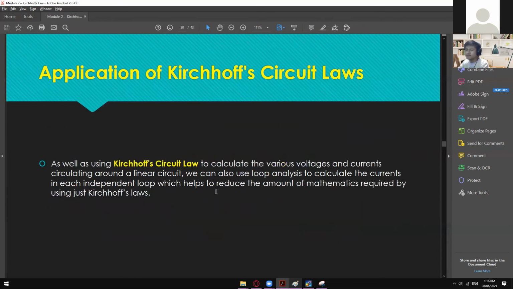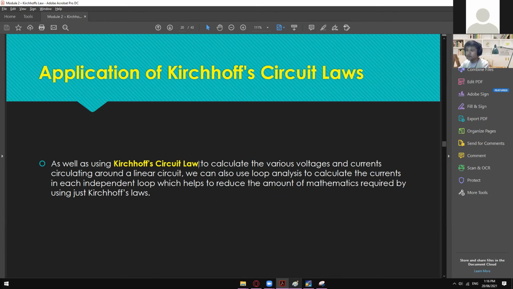All right, so that's it for the process. So here's more explanation when it comes to using Kirchhoff's circuit law. Again, we have this law right here for us to be able to calculate the various voltages and currents circulating around a linear circuit. We can also use loop analysis to calculate the currents in each independent loop, which helps to reduce the amount of mathematics required by using Kirchhoff's laws.